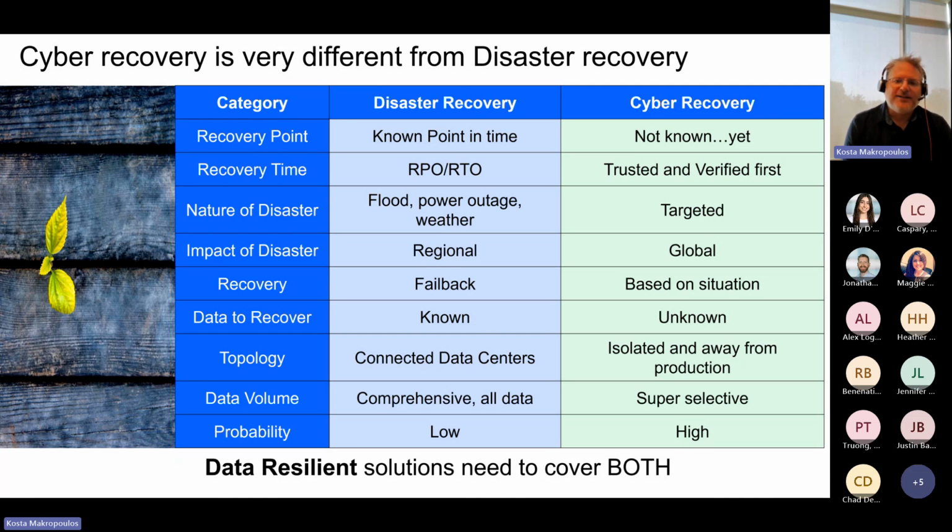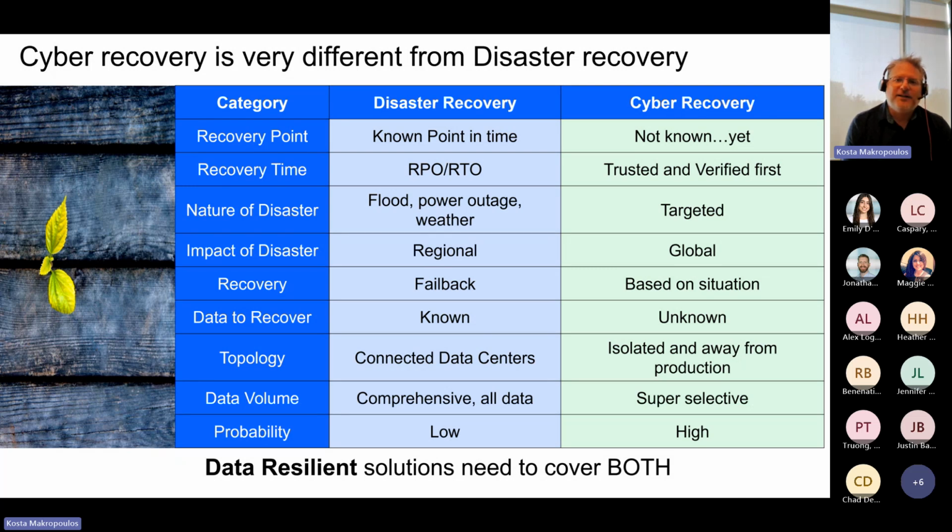And I want to highlight here the differences between disaster recovery, or what we historically refer to as business continuity, and cyber recovery. Because while some of the infrastructure may be shared between the two, the concepts, the processes, the documentation, and the way to recover is really completely different. So let's dive a little bit deeper into this.